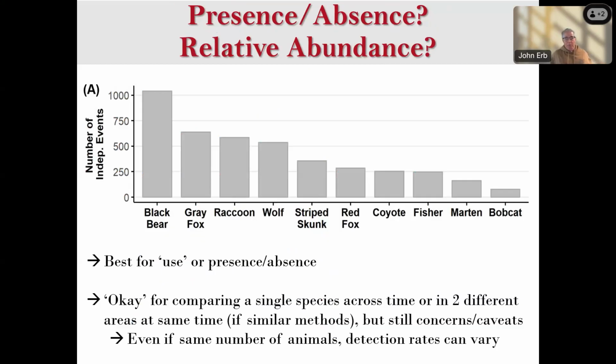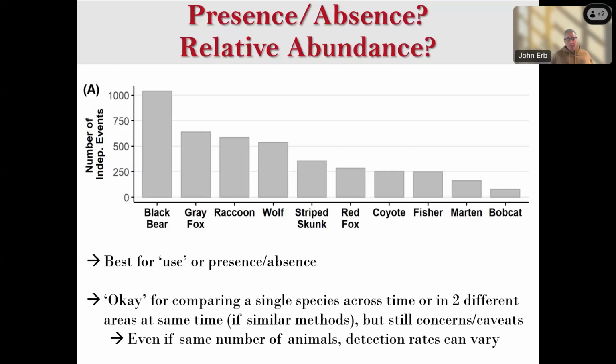This is just a note to be careful how you interpret the data from cameras. This graph shows just the number of independent detections we got of these species in one study. Most people, myself included, would not take this data and say, oh, this means we have more black bears in that area than we do raccoons. The difference was that black bears stayed in front of that camera longer and messed around. So comparing data across species is pretty dangerous.